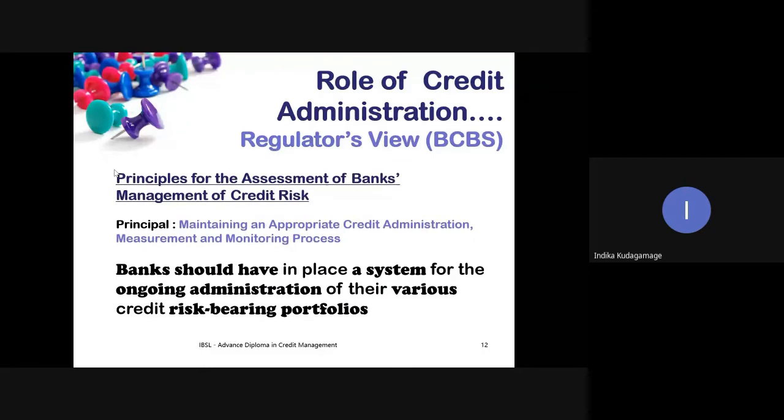BCBS says the bank should have in place a system for the ongoing administration of their various credit risk bearing portfolios. What does this mean? Our portfolio needs to be risk rated. What is the risk rating? Risk rating is the credit worthiness of a customer. So each and every borrowing customer of a bank needs to be risk rated, right? That means from the credit card to a personal loan to a business loan to a project finance loan, customers need to be risk rated. Then we will know what is the credit worthiness of each customer.